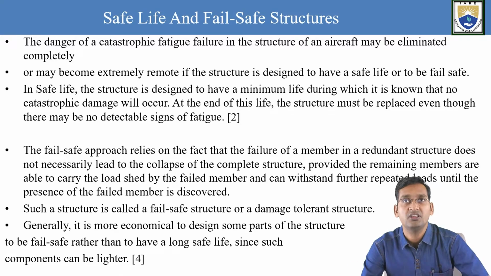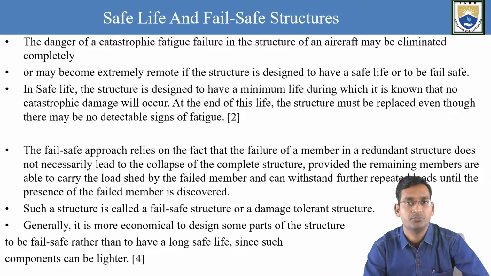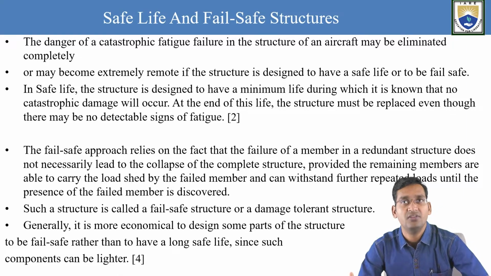Now one most important thing is safe life and fail safe structure. Based on that only we categorize the structure. That means it will withstand up to that cycle, or it will fail before that. The first one is that the danger of a catastrophic fatigue failure in the structure of an aircraft may be eliminated completely. Meaning, before the structure fails, just replace it. You think, okay, we have used it once or twice, now remove it before it fails. So there is no danger in that. The next option is to use it until you can see it start getting cracked or start failing, up to that level. From there the two approaches came: safe life and fail safe.